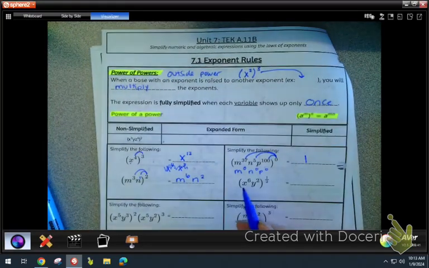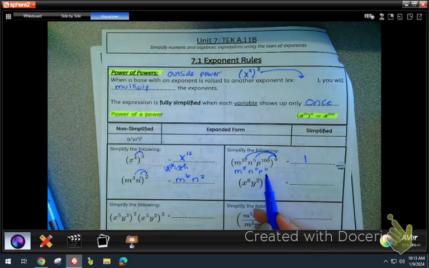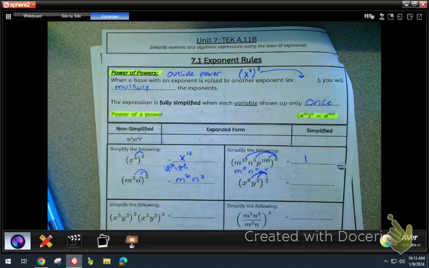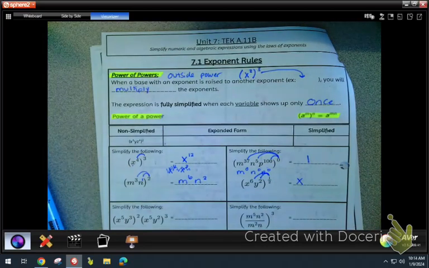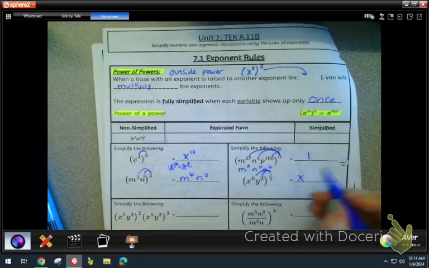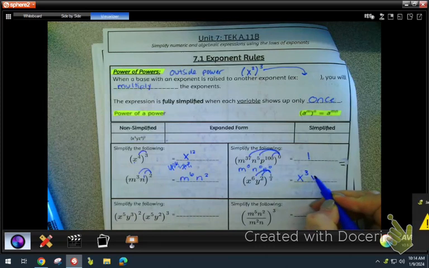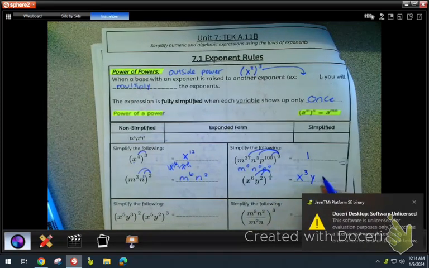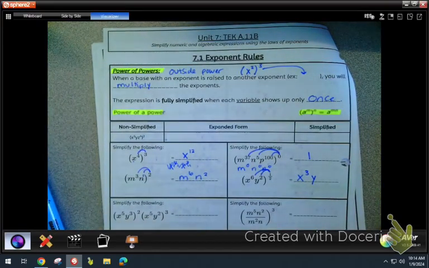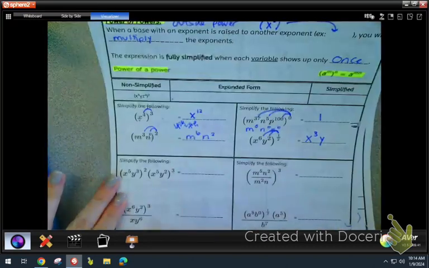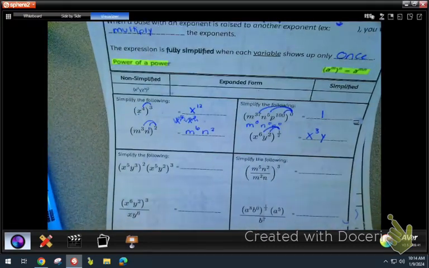What about this last one? What's the outside power? 1/2. Does that scare us? No. What do we do with outside powers? Multiply them in. So let's do the x first. X to the 6 times 1/2 is what? 3. And then y, 2 times 1/2 is 1. Do we have to write the 1? No. Can you? Yes, you can. All right, let's try to finish these 4 problems and then we'll be done for the day. We'll just save the homework stuff till later.